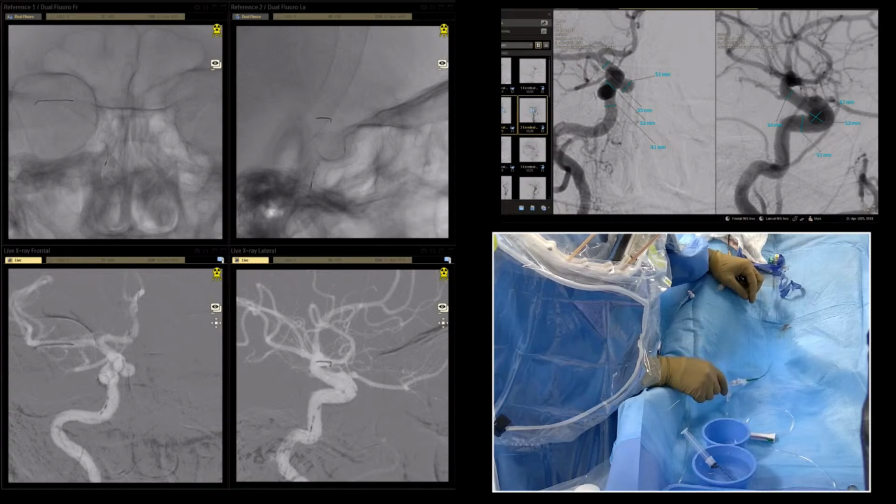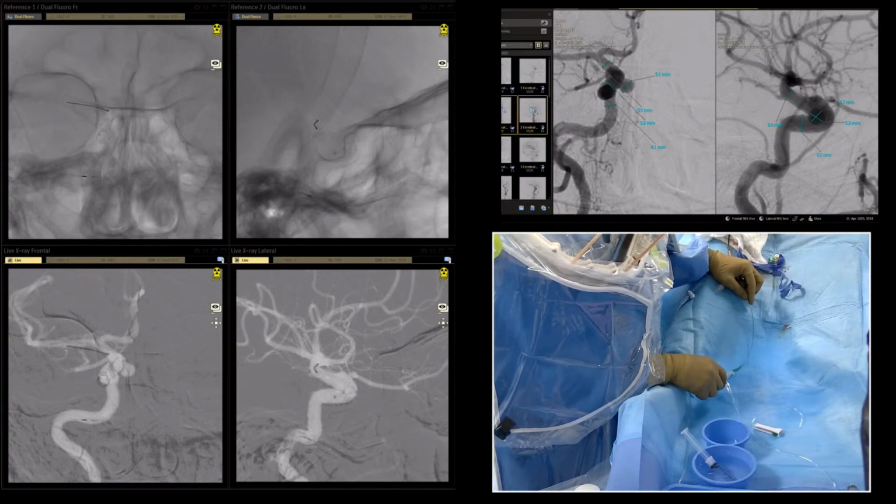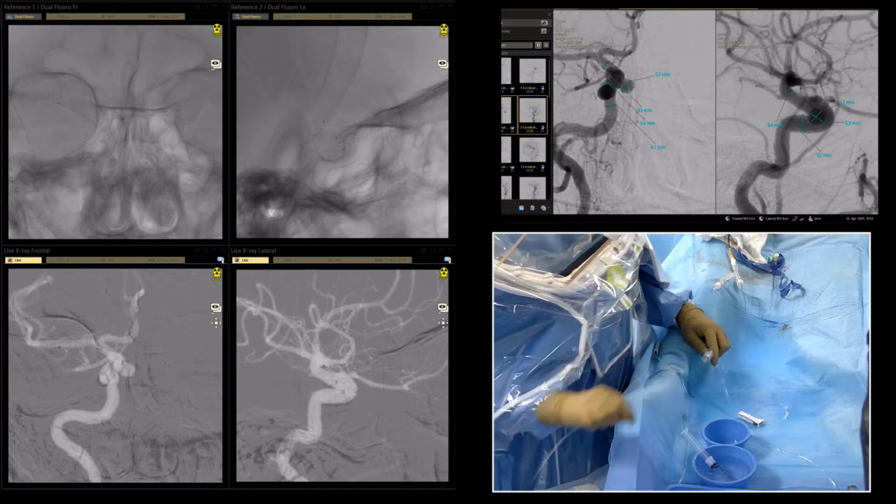Yes. The delivery wire is a little bit stuck distally. It's not so comfortable. Okay. Now the wire is out.